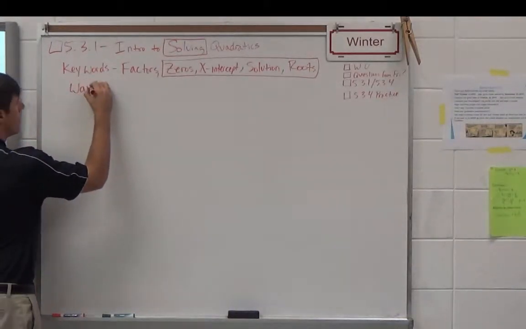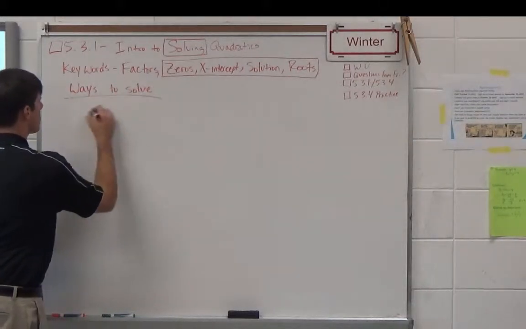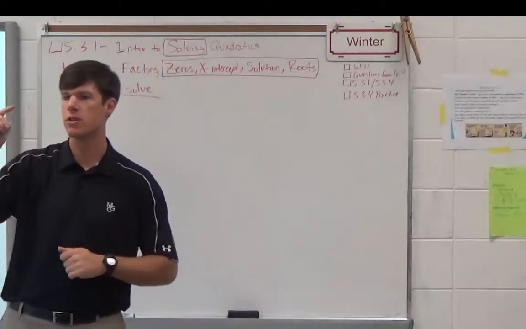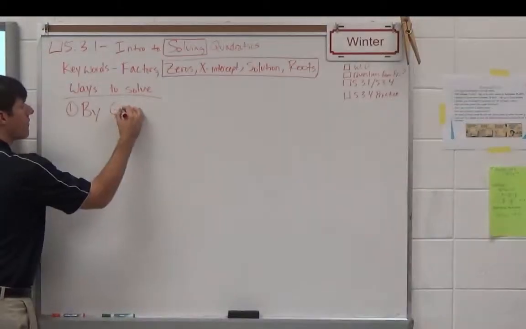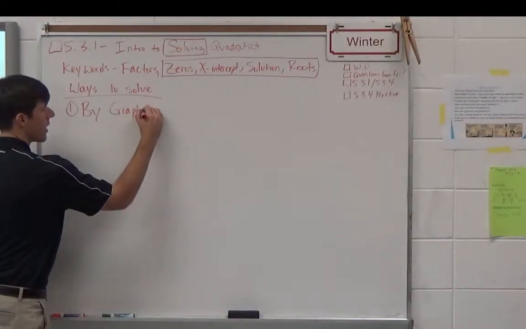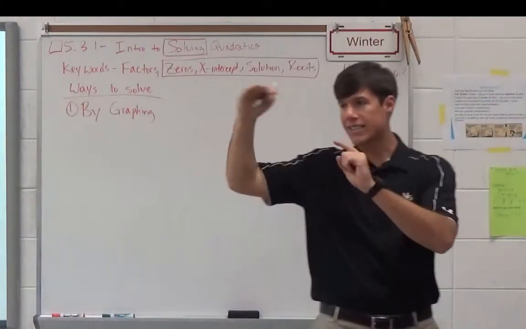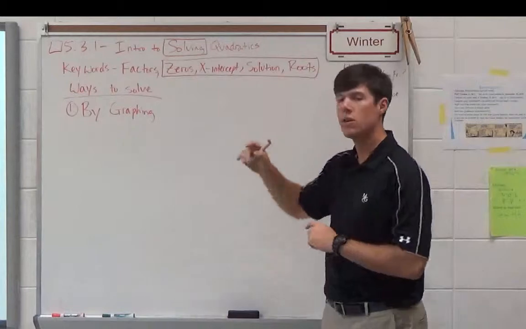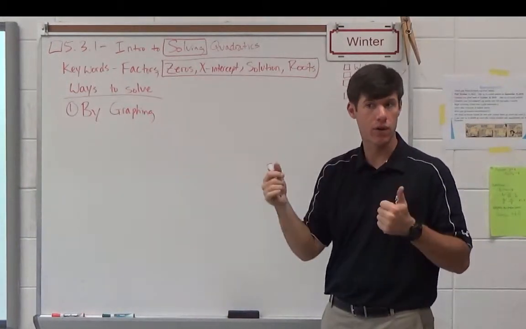So, ways to solve. The first way that you've actually seen was by graphing. We solved by graphing. Remember where they crossed the x-axis? That was the first way that we found solutions. So we graph the quadratic, we see where they cross the x-axis. So we've already done that.